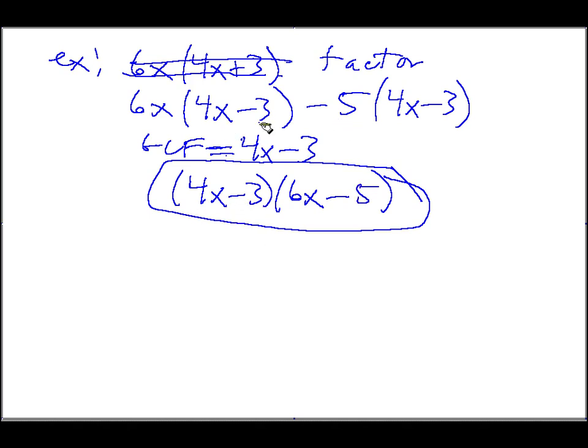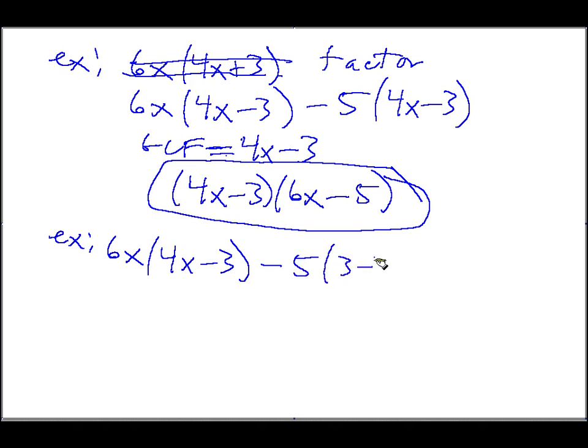Now let me twist this problem around on you just a little bit, though. Let's try this one here. Okay, let's go and factor this one. How about 6x times 4x minus 3 still, all right? But except now it's going to be minus 5 times 3 minus 4x, okay? Let me change that around on you just a little bit here, okay?